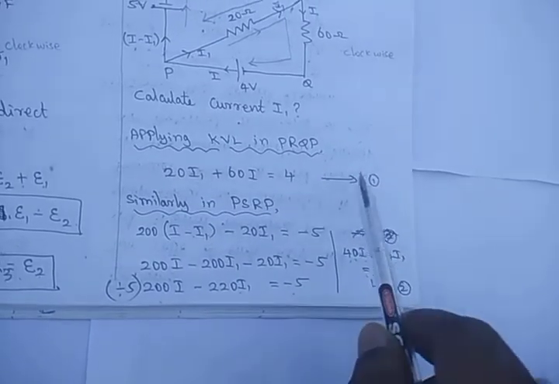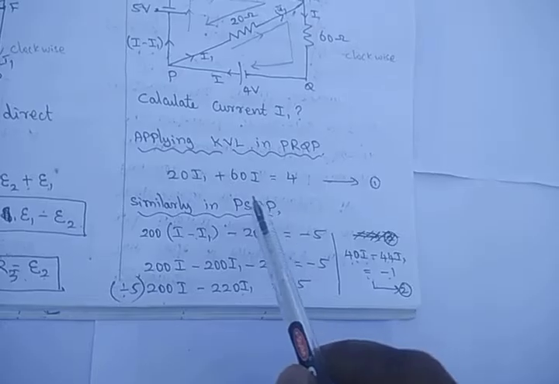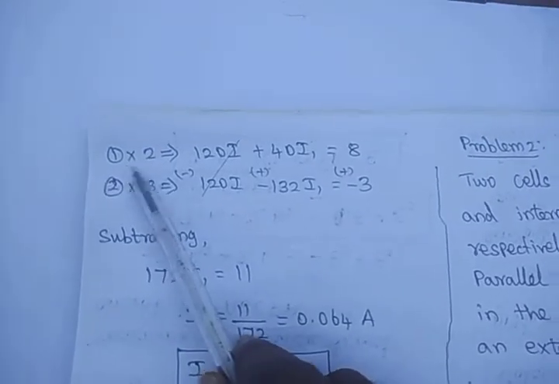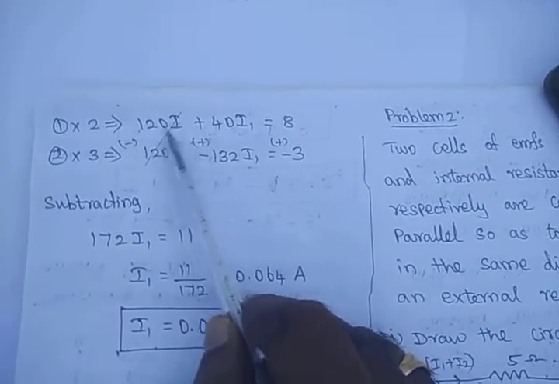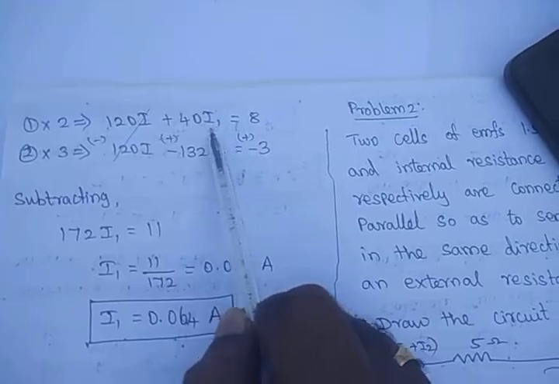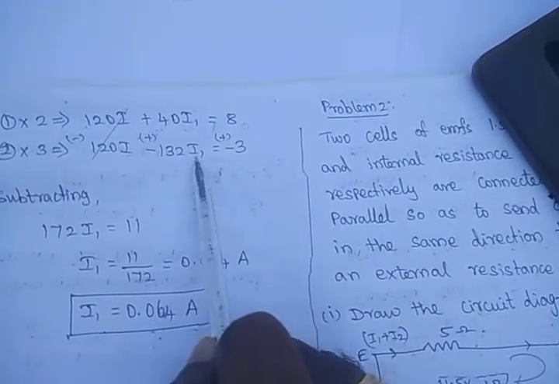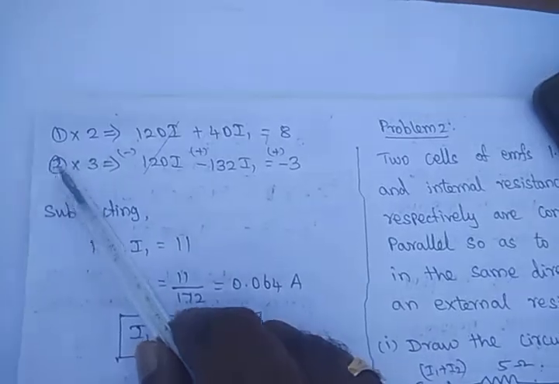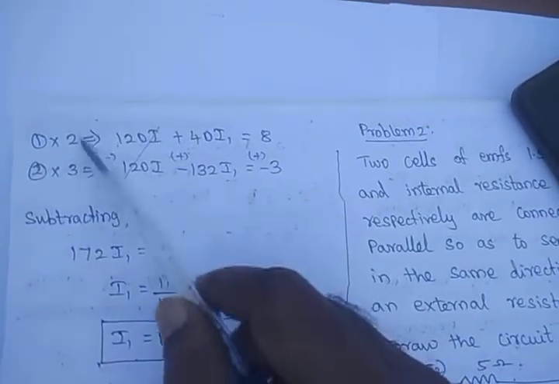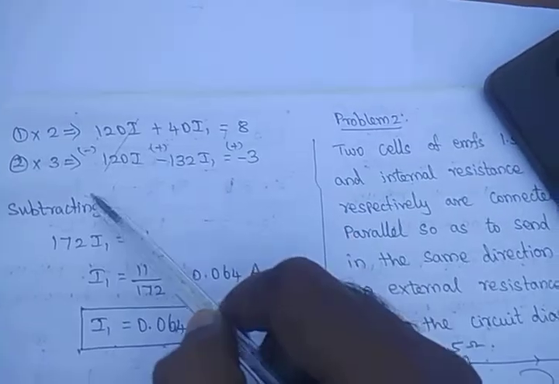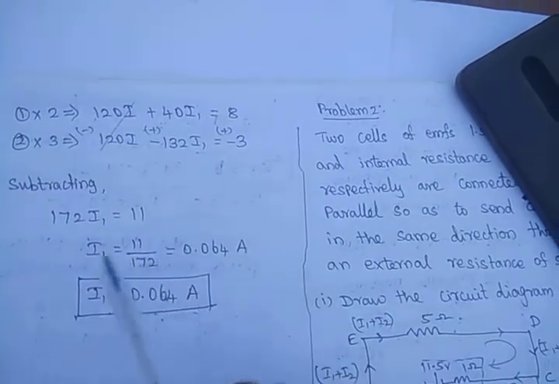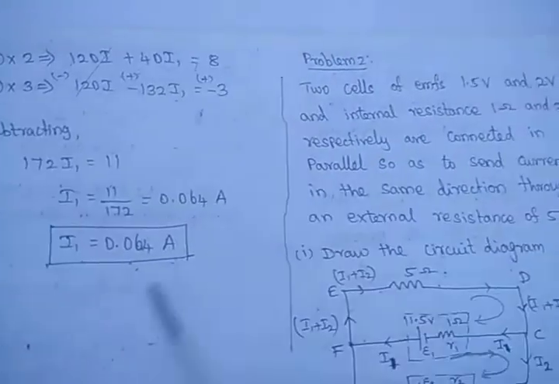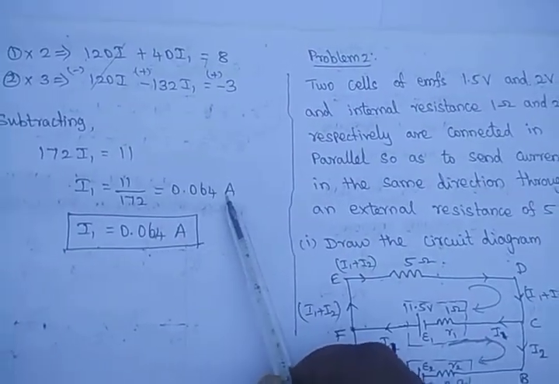If you solve these two equations, we get the solution of I1. In the first equation multiply by 2 and in the second equation multiply by 3, so that I will be cancelled. So 120 I, here 40 I1 is equal to 8, and minus 132 I1 is equal to minus 3. We multiply the numbers so that one of the variables gets cancelled. In our question I1 has to be calculated, so we cancel I. So we get 172 I1 is equal to 11. So I1 is equal to 11 by 172, which is equal to 0.064 ampere.